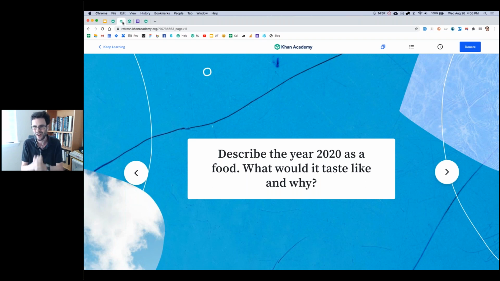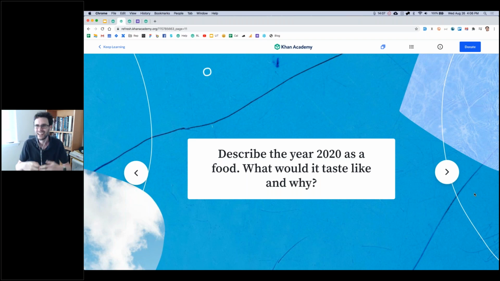And what I would love to do to start off this session today, again putting you in that student mode, is everyone check out this really good prompt here. I love this one. Describe the year 2020 as a food. What would it taste like and why? If you can share that in the question section, that would be amazing. On GoToWebinar, there's a section called questions where you can put in your questions and just describe that year as a food. What do you think 2020 would taste like if you dug into it, and why? Go ahead and answer that there.